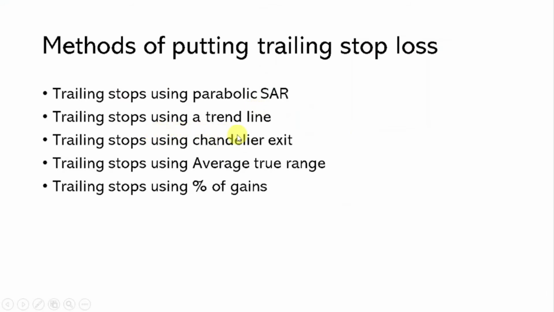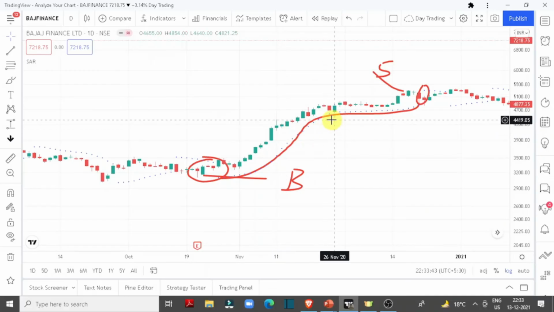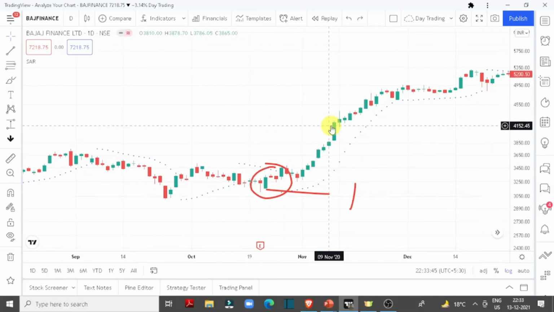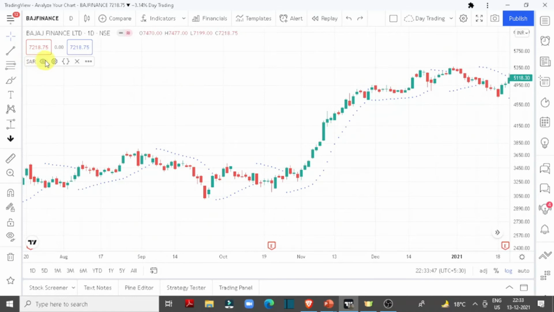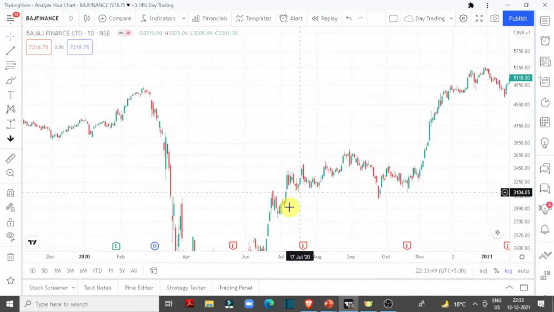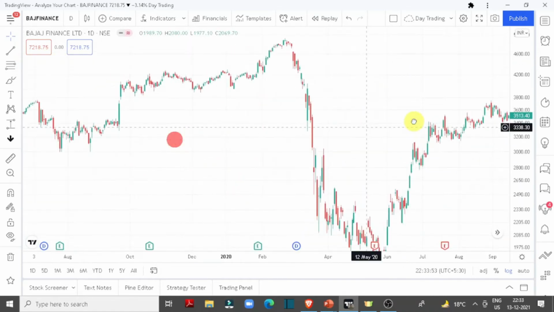Now let's talk about trendlines. A trendline is another method which people use to trail their stop losses. Let me unhide all of these things, and let me remove this SAR. Now to draw a trendline, we need a trend, right?